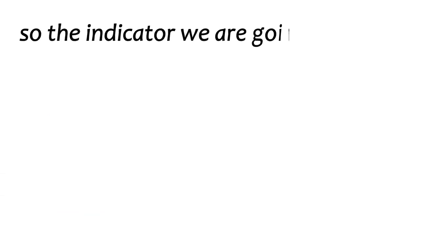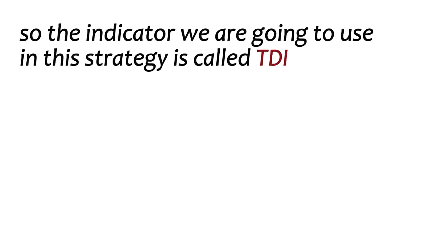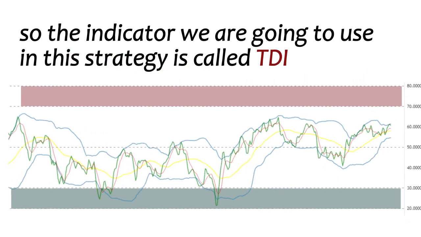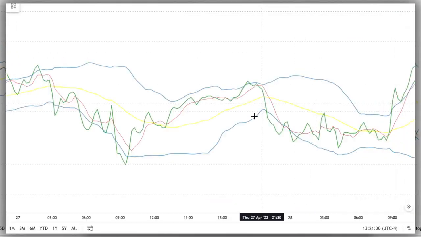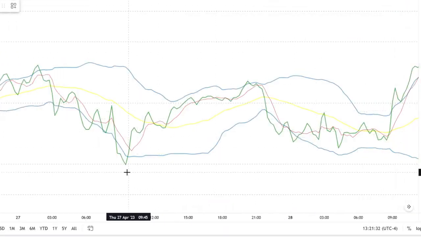So the indicator we're going to use in this lesson is called TDI, and the strategy we're going to use to confirm the order block is called shark fin blood in the water. So this strategy is pretty simple. So what you want is, you want a shark fin, as you can see right here.